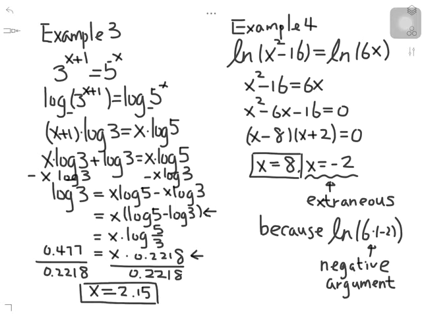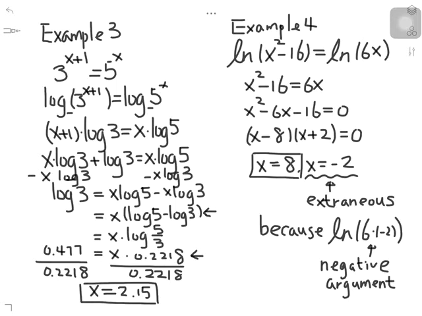And then here, I'm dividing both sides by 0.2218. And to find the answer, x equals 2.15. So only at the very last step do I use the calculator. I try to stay away from using the calculator early on.